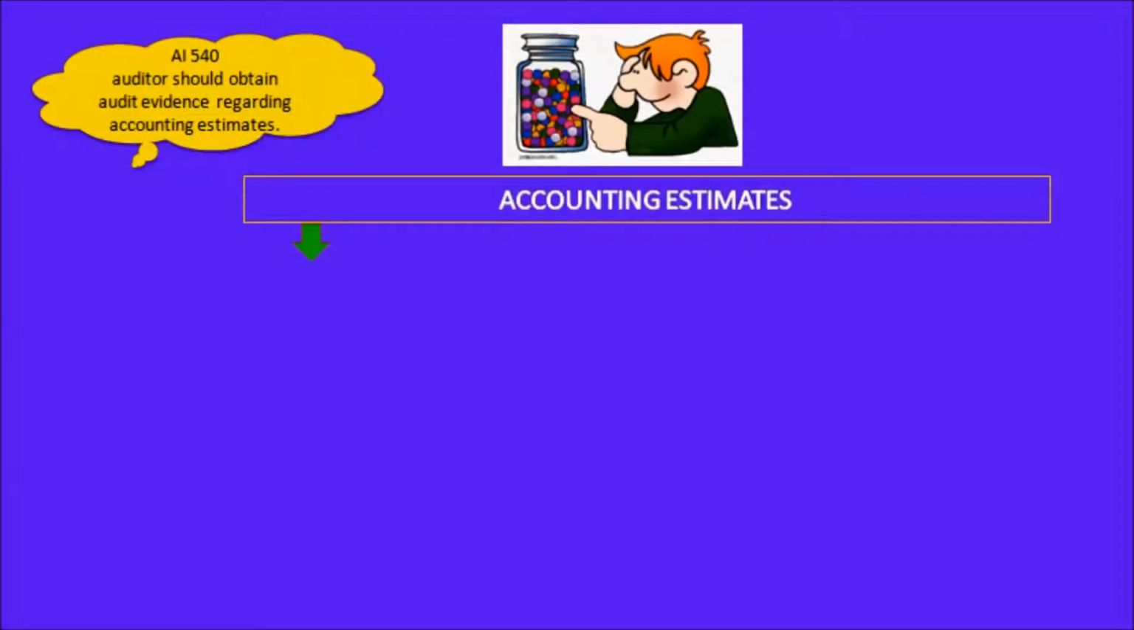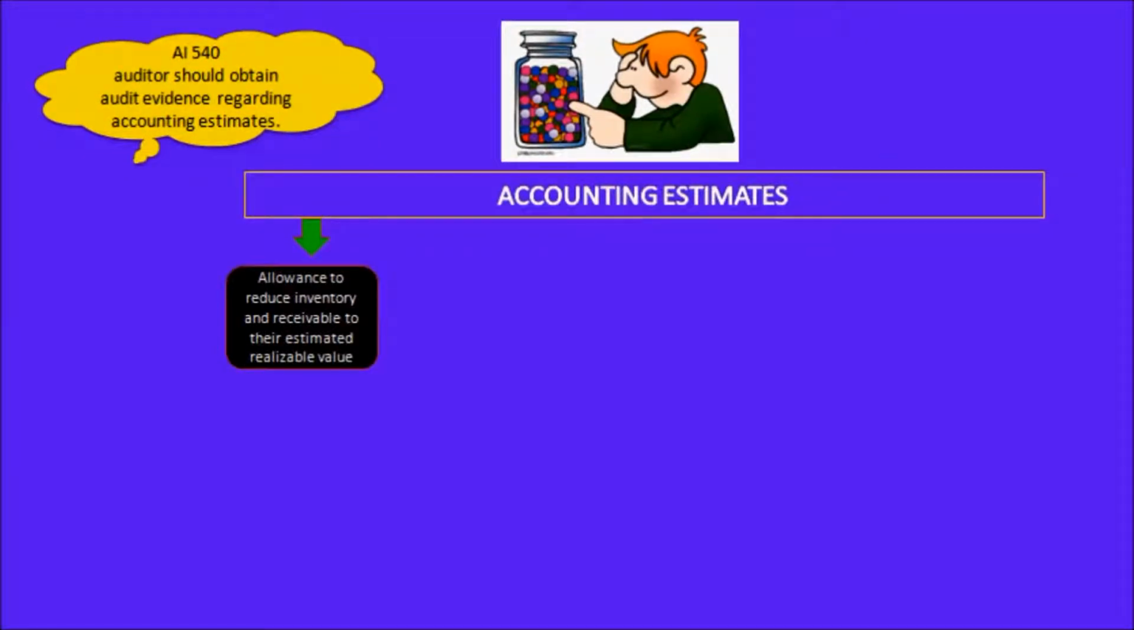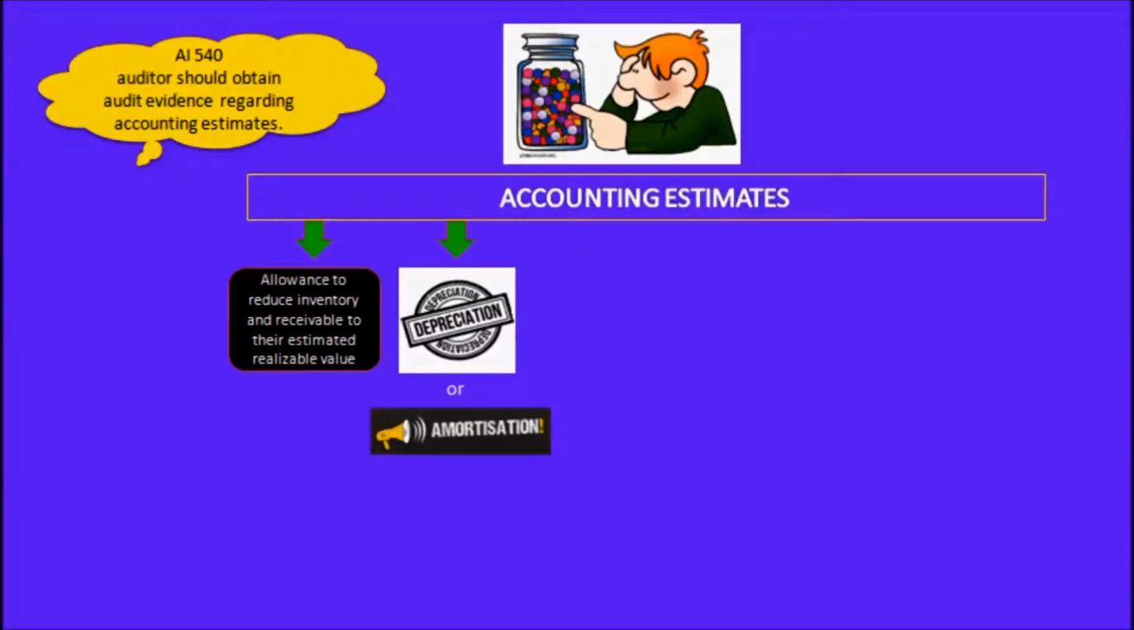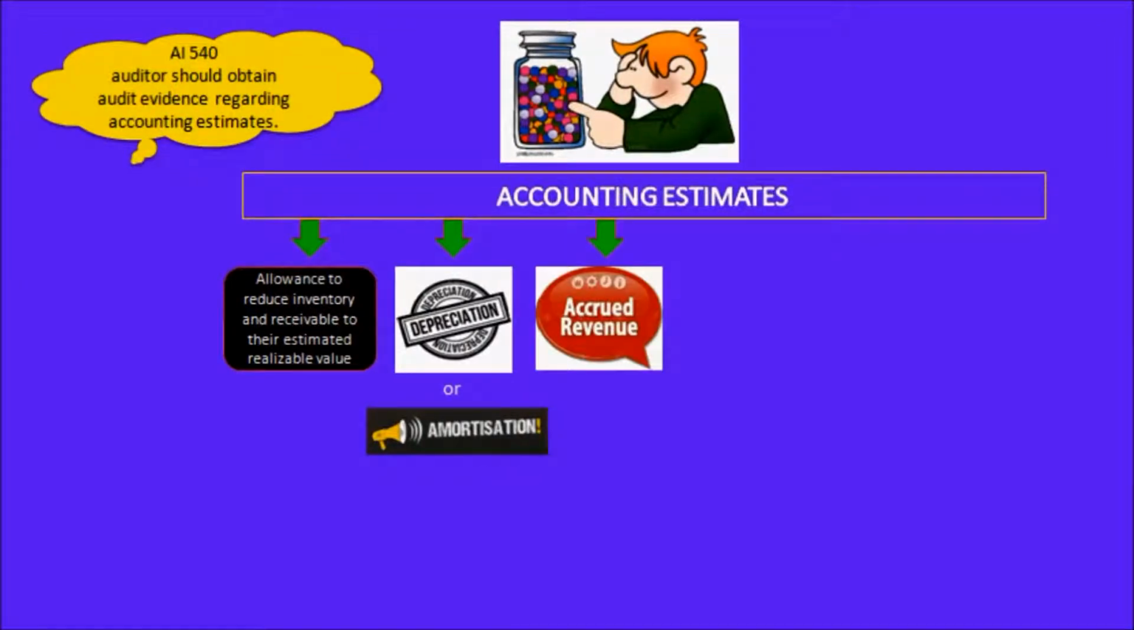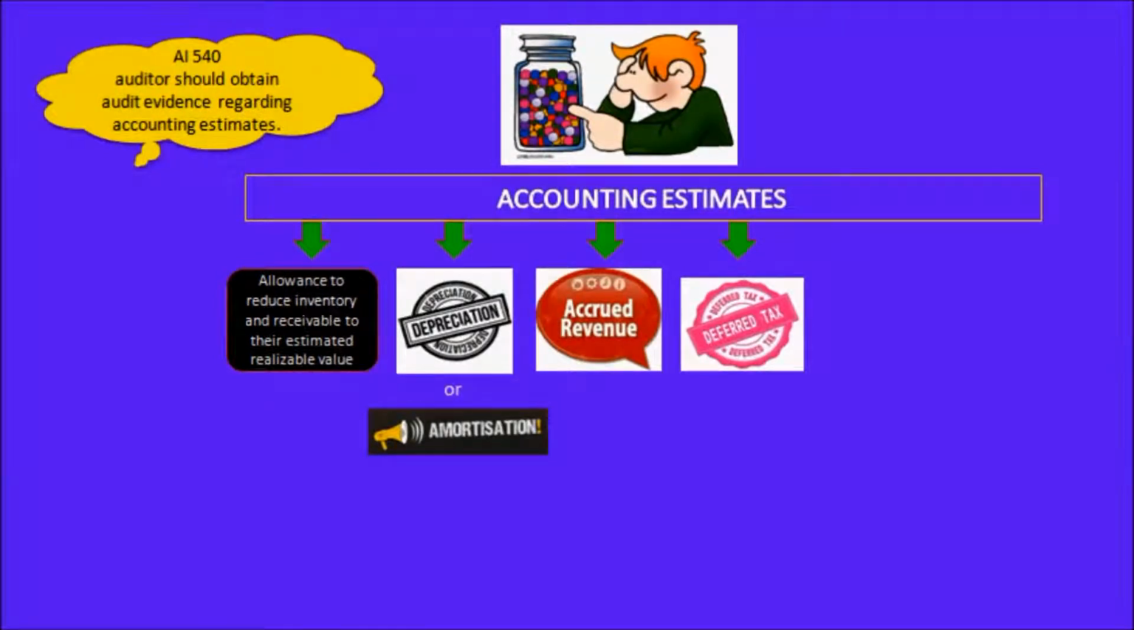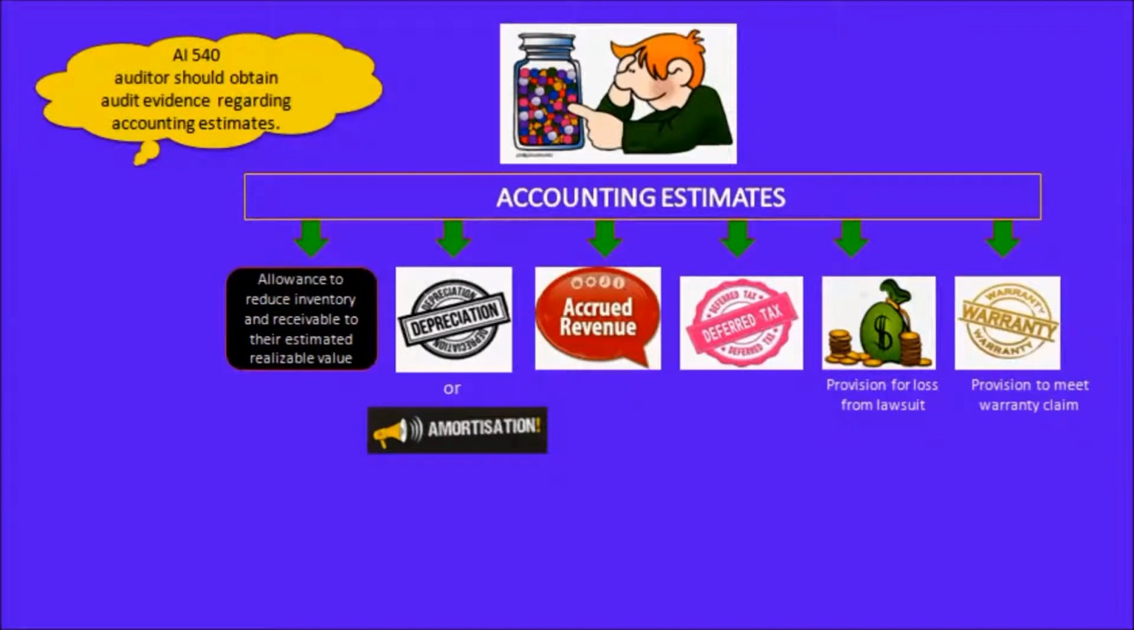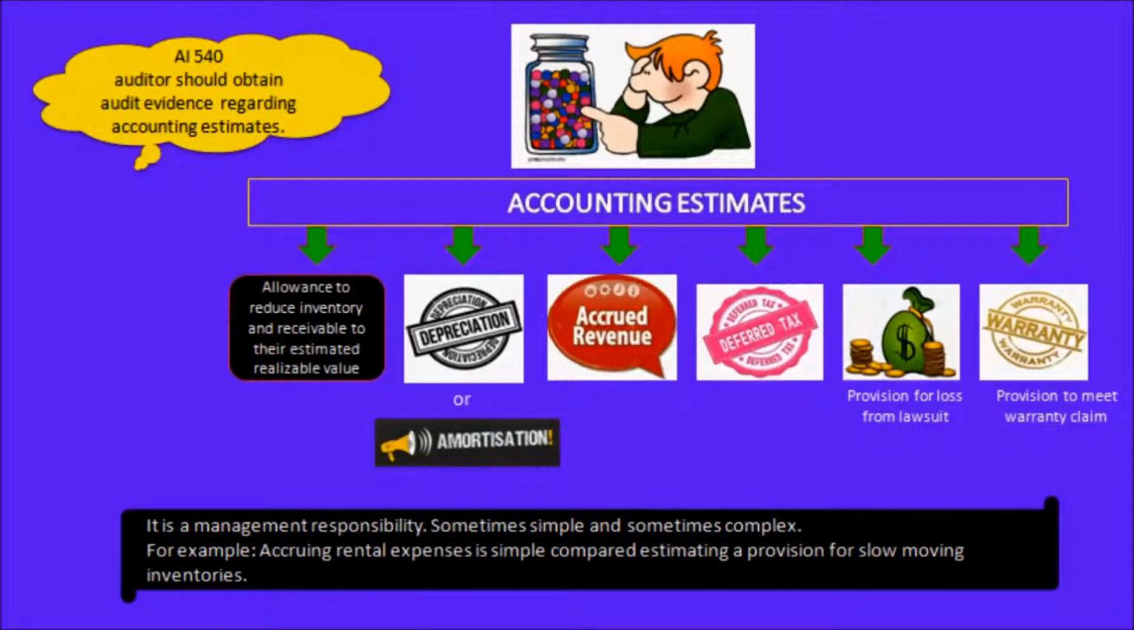ISA 540 states the auditor should obtain audit evidence regarding accounting estimates. Accounting estimates mean allowance to reduce inventory and receivables to their estimated realizable value, depreciation or amortization, accrued revenue, deferred tax, provision for loss from lawsuit, and provision to meet warranty claims. It is also a management responsibility, sometimes simple and sometimes complex. For example, accruing rental expenses is simple compared to estimating a provision for slow-moving inventory.